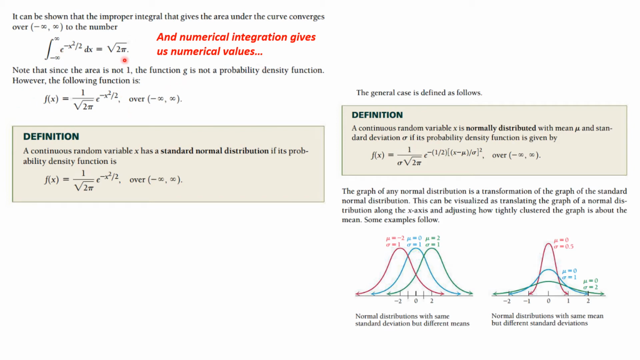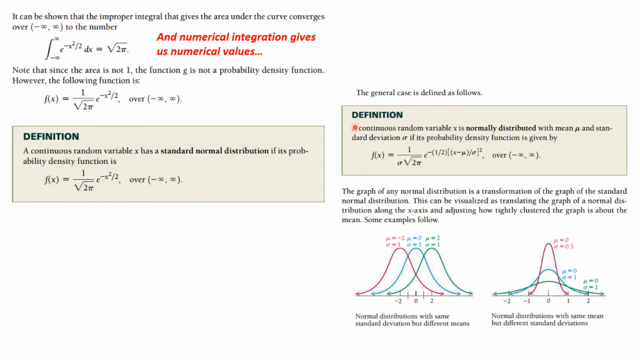Now, note that this area is not 1, but if we divide by 1 over 2, the square root of 2 pi, we do get a density function. So here's our definition. A continuous random variable has a standard normal distribution if its probability density is this. You see this is always greater than or equal to 0 as we saw, and the integral is equal to 1. So that is a probability distribution function.